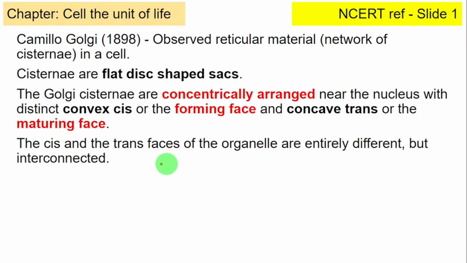Then cis and trans phases of the organelle are entirely different but interconnected. So the sacs which I drew here, this way they will be connected. Another connection, then maybe this one will be connected from here. So this is how the sacs are interconnected. And then the protein transfer will be easy through these cisternae. The important point is they are interconnected.